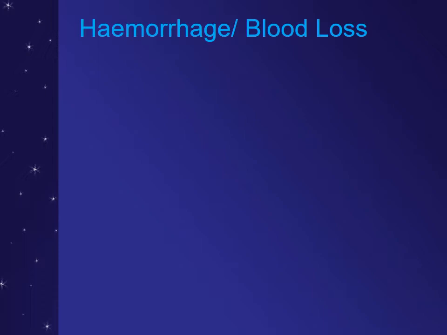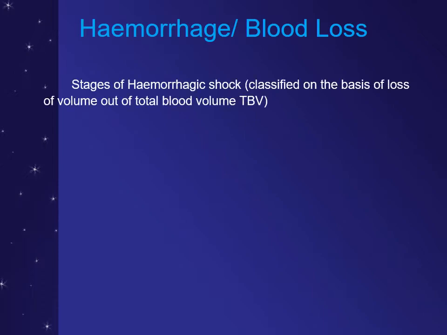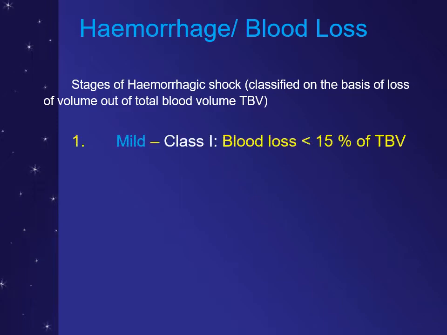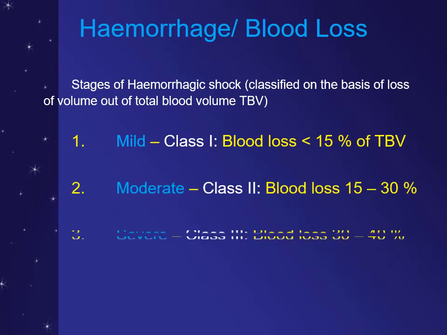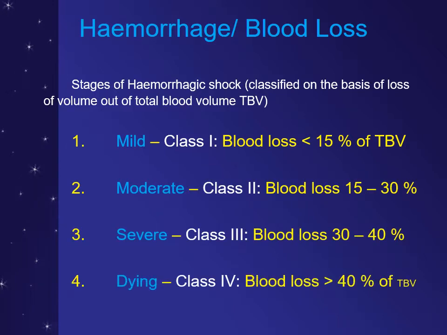So for convenience of describing, we are talking about different stages of hemorrhagic shock. So what are the different stages? These stages are classified based on what is the volume of blood that is lost out of the total blood volume. So there are four stages: stage 1, 2, 3, 4, or we call it classes: class 1, 2, 3, 4, or mild, moderate, severe, and dying.